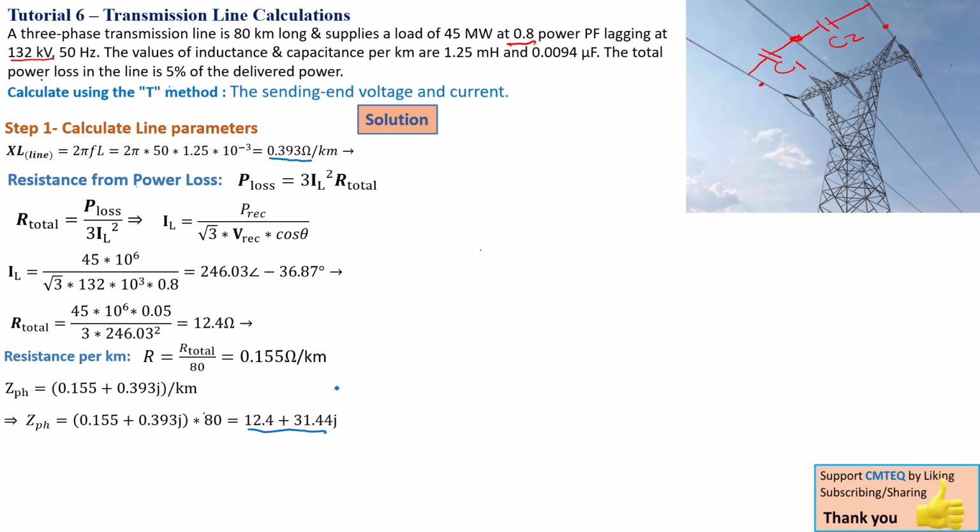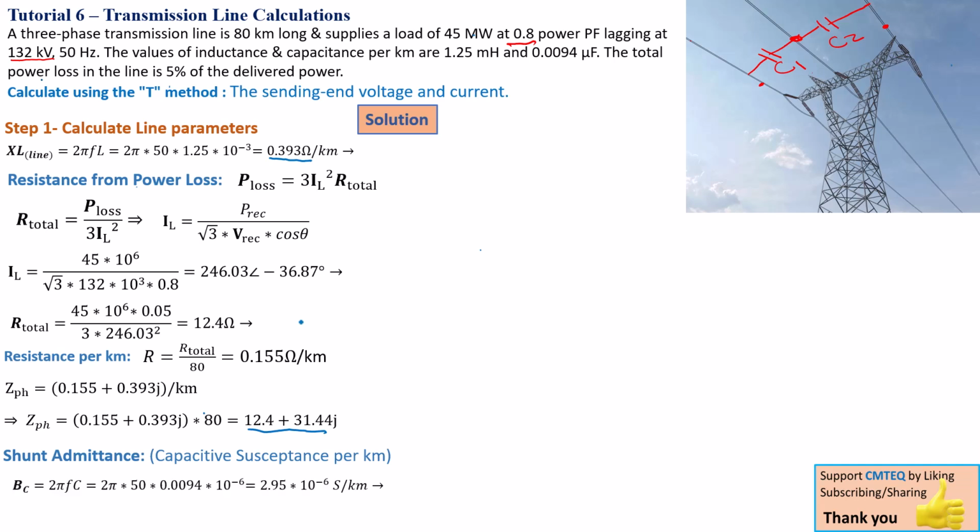Great stuff. Now next, because we need to calculate this using the T method here, so now we've got the impedance of the line, we need to find the shunt capacitance, basically the shunt admittance, so that we can configure our T method. So to do that, we calculate the shunt admittance or the capacitive susceptance per kilometer, which is given by BC is equal to 2 pi FC. Okay, now we know what the capacitor here is. It's 0.094 microfarad.